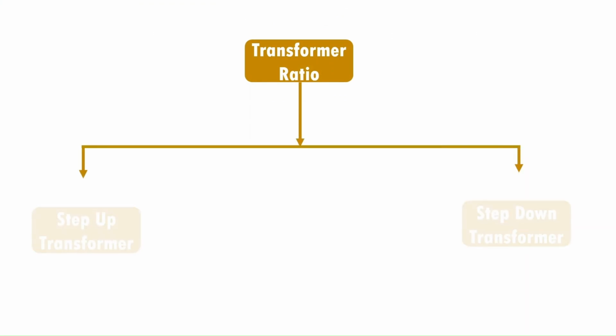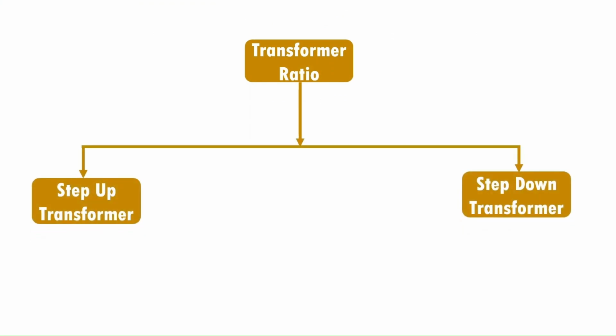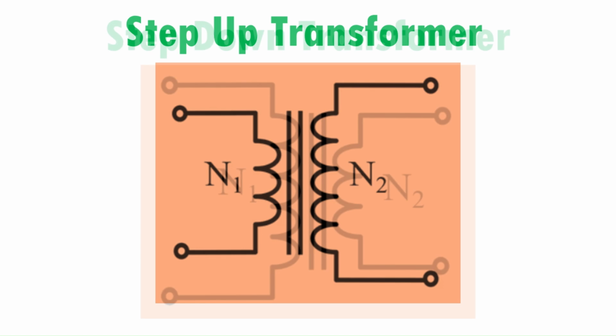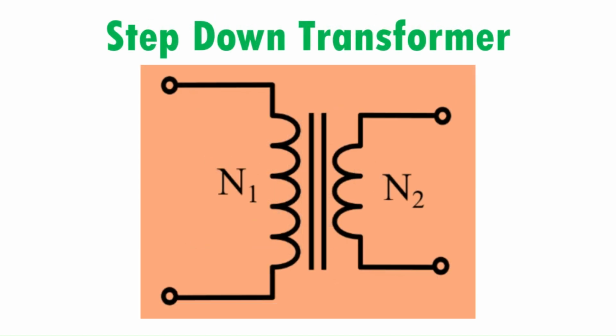Based on the transformation ratio, transformers can be classified into two types. First is step-up transformer and second is step-down transformer. A step-up transformer is a type of transformer that increases the voltage in the secondary. It has more turns in the secondary winding than in the primary winding, which leads to an increase in voltage. A step-down transformer is a type of transformer that reduces the voltage in the secondary. It has fewer turns in the secondary winding compared to the primary winding, which leads to a decrease in the voltage.